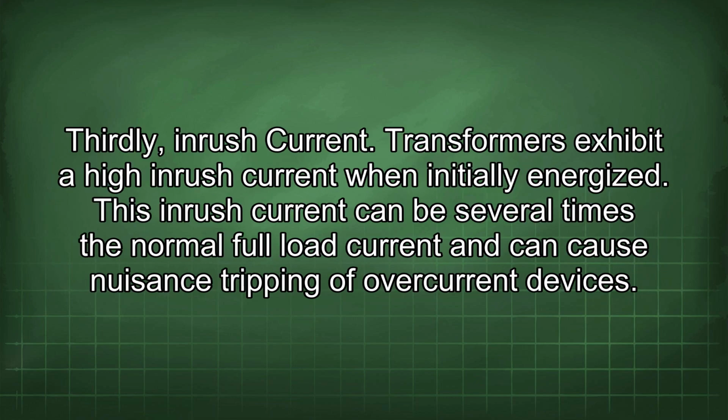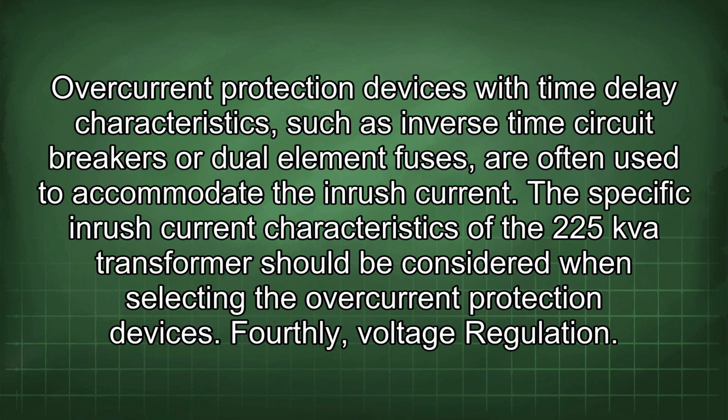Thirdly, inrush current. Transformers exhibit a high inrush current when initially energized. This inrush current can be several times the normal full load current and can cause nuisance tripping of overcurrent devices. Overcurrent protection devices with time delay characteristics, such as inverse time circuit breakers or dual element fuses, are often used to accommodate the inrush current. The specific inrush current characteristics of the 225 kVA transformer should be considered when selecting the overcurrent protection devices.